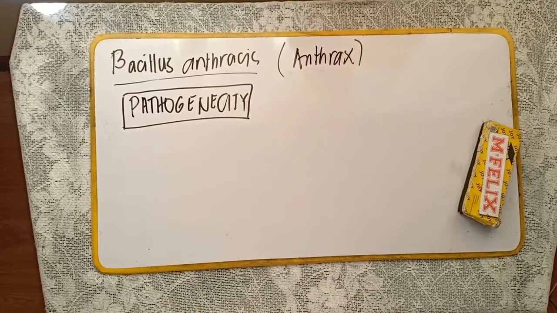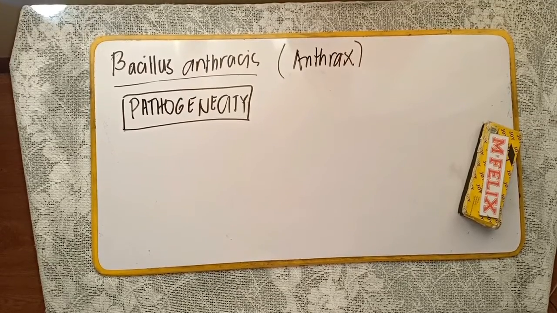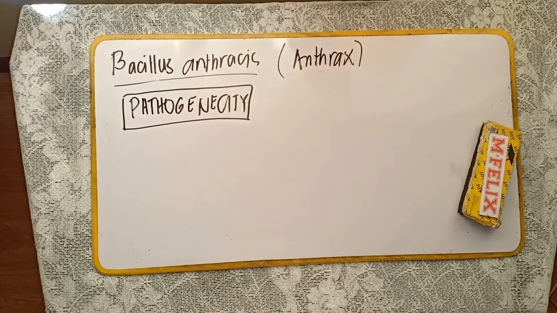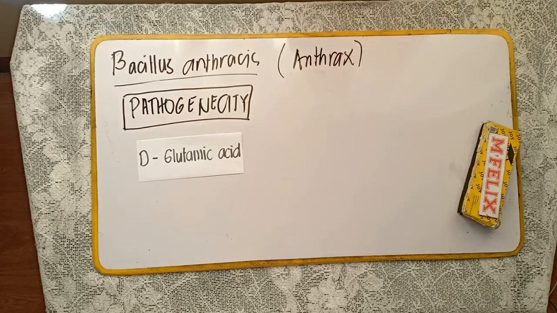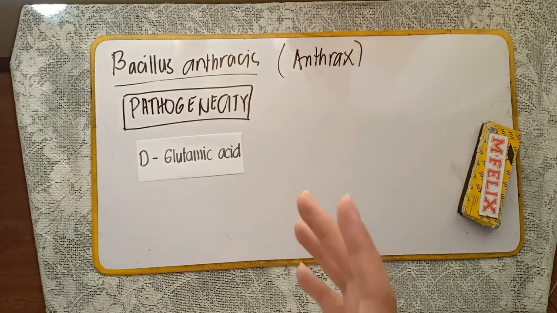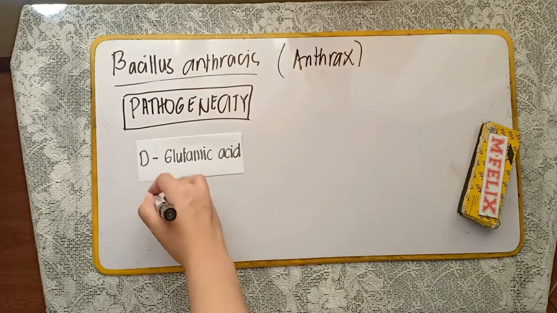Now, the main virulence factor of your anthrax bacillus is the capsule. This capsule contains D-glutamic acid. The main function of the capsule, as we all know, is to protect the organism from phagocytosis. Also, aside from inhibiting phagocytosis, the antibodies will not be able to recognize it because of the presence of this protective capsule.